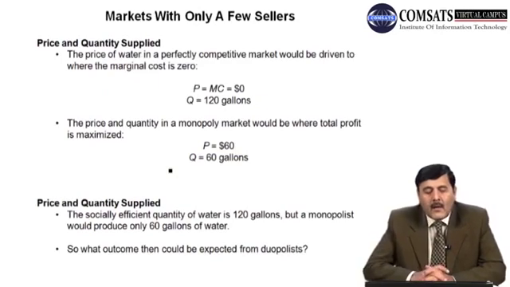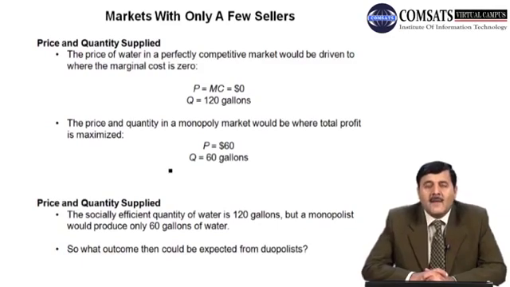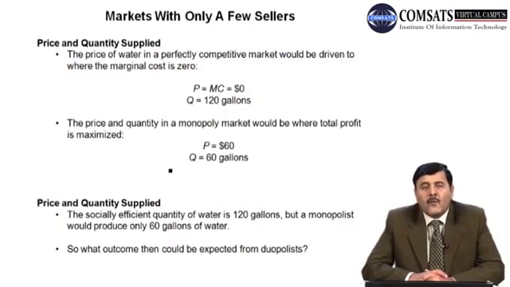And now we continue to explain this table. Now we'll talk about price and quantity. The price of water in a perfectly competitive market, as we know, would be driven to where the marginal cost is 0, so that price and marginal cost in case of perfect competition is equal to 0. So quantity will be 120 gallons.